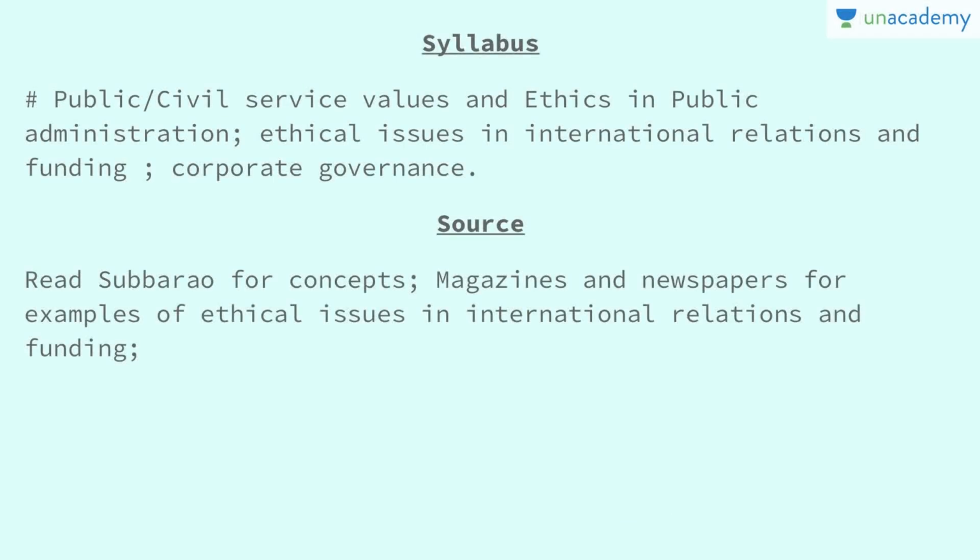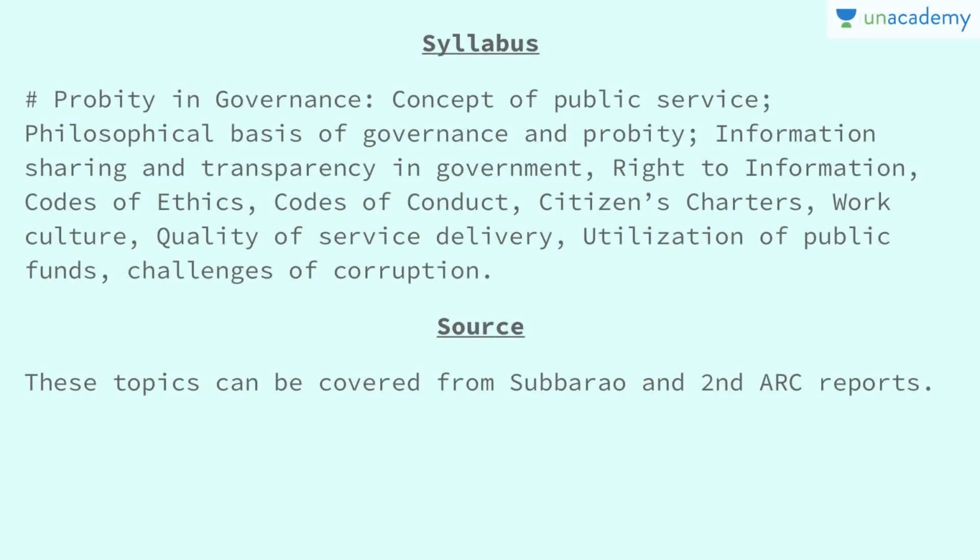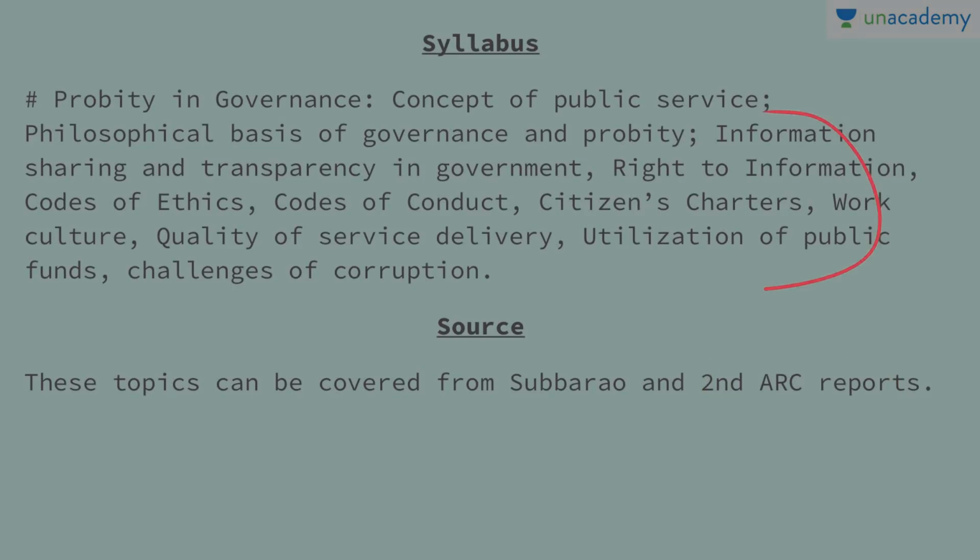Then public service, civil service values, ethics and public administration, international relations and funding, and corporate governance. Again, it is mainly Subbarao for the basic concepts. Then IR, CSR, all these things you can cover if they are in the news. Then probity in governance: conduct, citizen charter, right to information, quality of service delivery. These can be covered from the Second ARC report. I have made a separate course on it, so you can watch that particular course for all these terms.